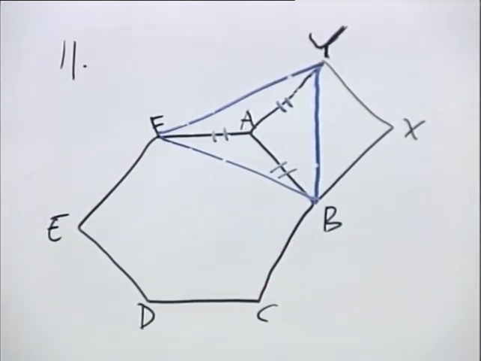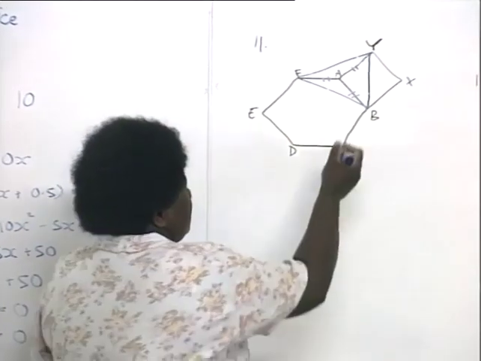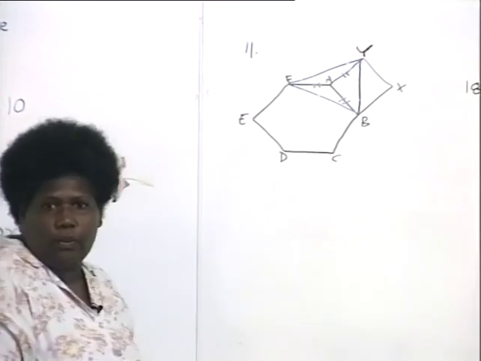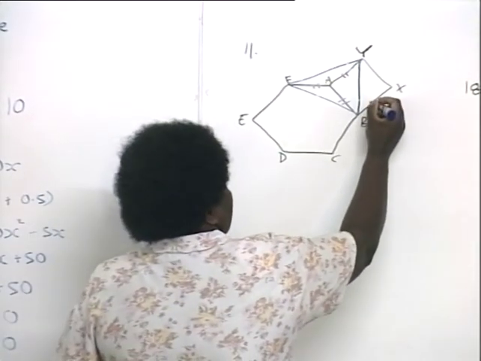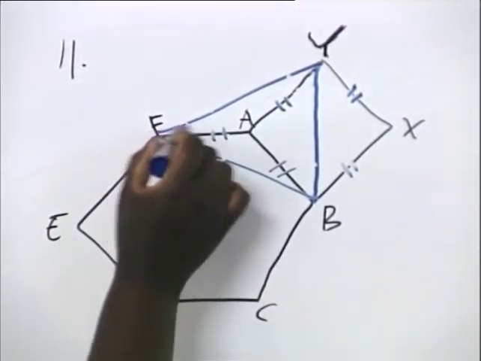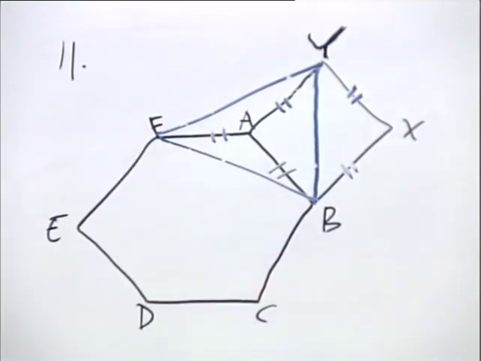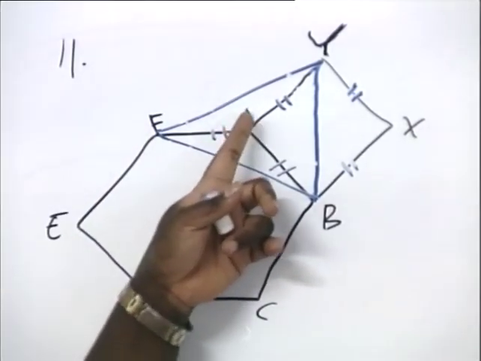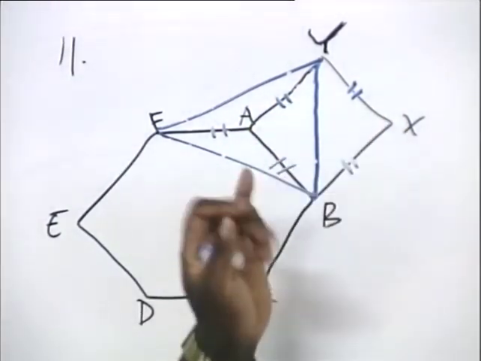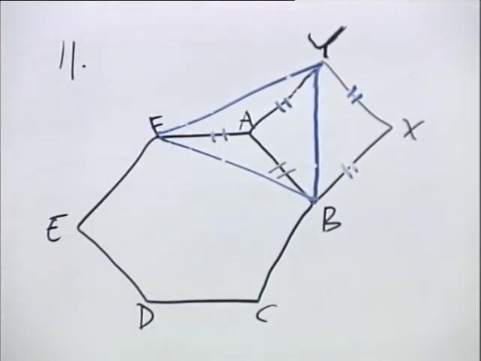Okay, you all know that a square has equal sides. So if AB and XY are part of the square, then these two are also equal. And AF belongs to the regular hexagon, so it's also equal to AB. AB and AF are equal. And if AYXB is a square, then these two must also be equal. So I think that should be clear.